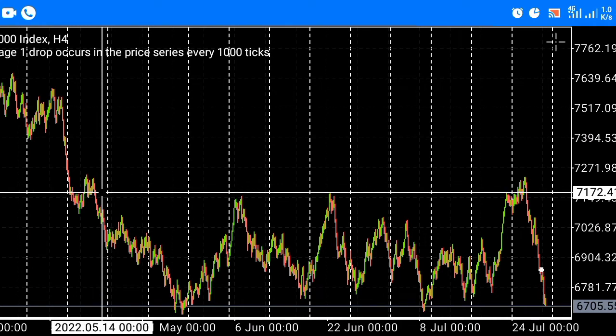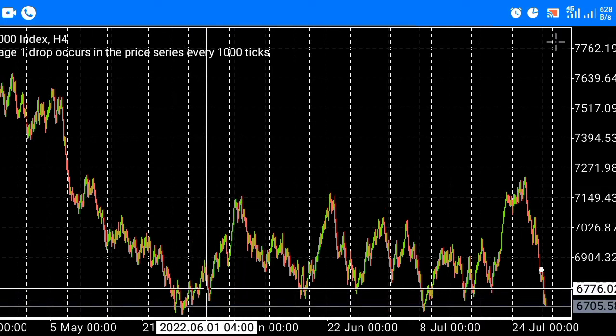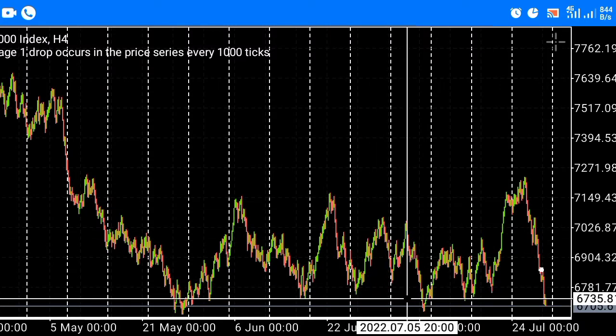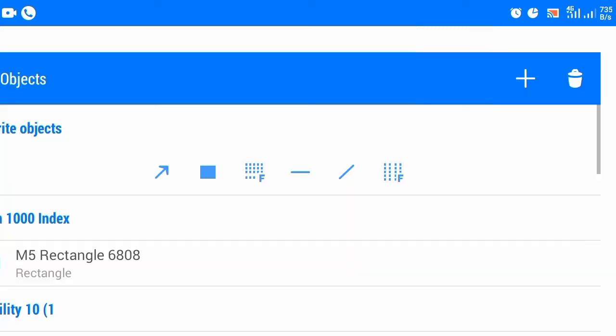There are a lot of orders here that push price down. So the broker makes this schematic here. This schematic pushes price. Let me show you something.